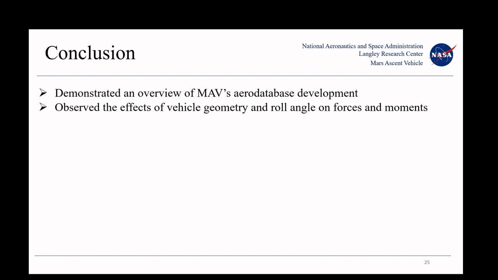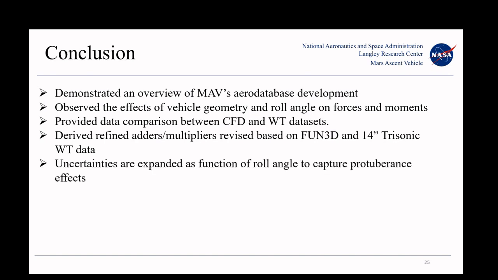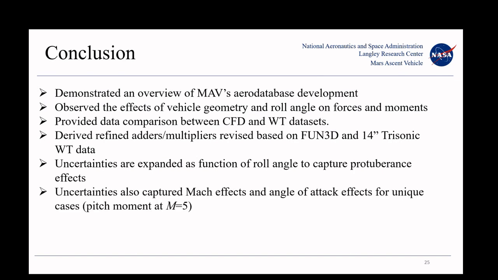But it also informs us where we can alter our ramp effects or protuberance effects so that we can attain favorable trim conditions and roll stability. We've used static supersonic aerodynamic data comparison between CFD and wind tunnel data sets, and we've used those 2 data sets to refine our adders and multipliers. They were based on Fun3D and 14-inch by 14-inch trisonic wind tunnel data. And then the uncertainties have been expanded as a function of roll angle to capture protuberance effects, and they also have some Mach functionality and angle of attack functionality in the aerodynamic database as of now.